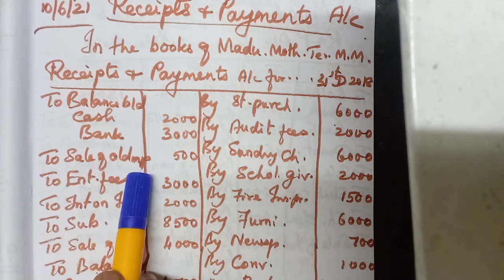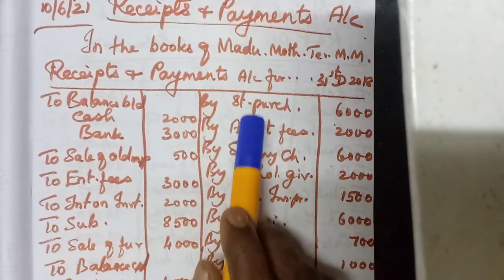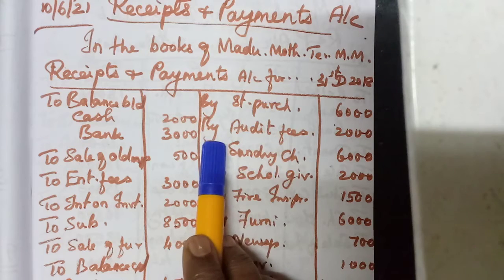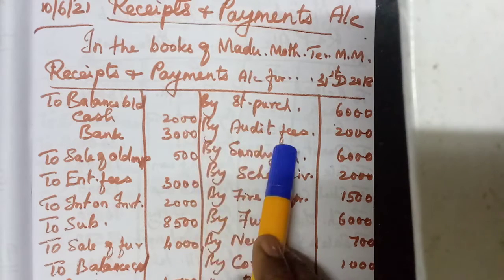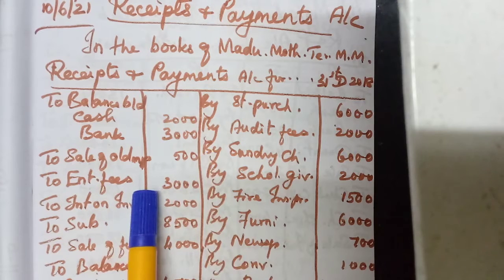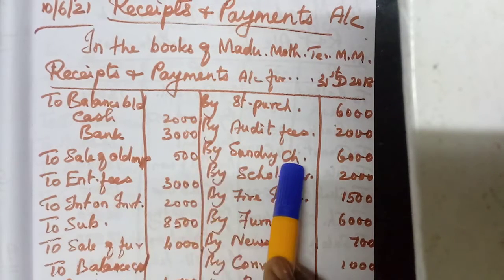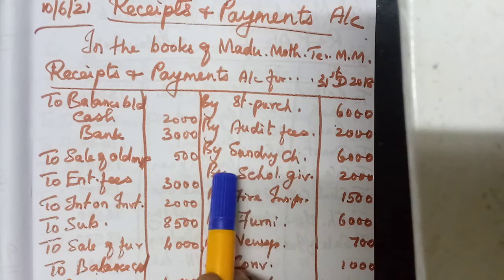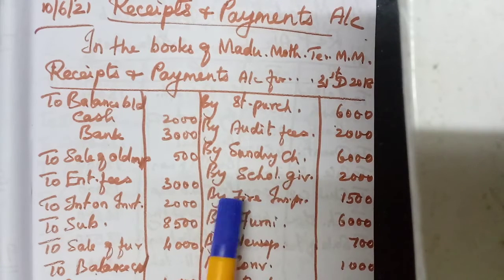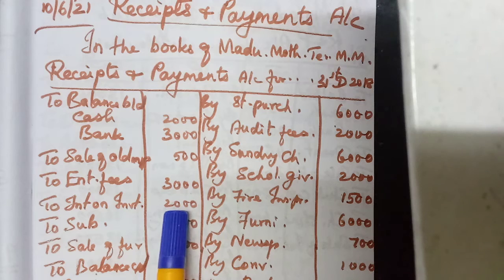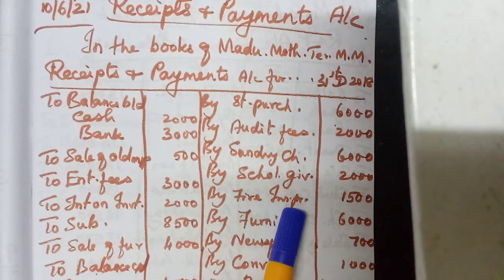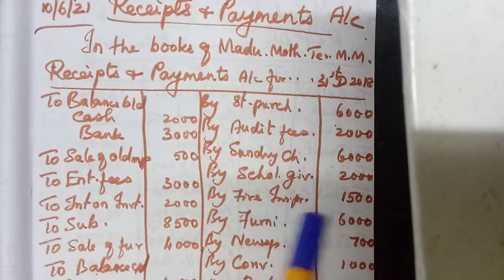That is receipt. Next item, stationery purchased. So, by stationery purchased. Then, audit fees paid, payment by audit fees. Then, entrance fees received. 2, entrance fees. Sundry charges, by sundry charges. Scholarships given, by scholarships given. Interest on investment, it is received. Okay, fire insurance premium paid, so it is payment by fire insurance premium.